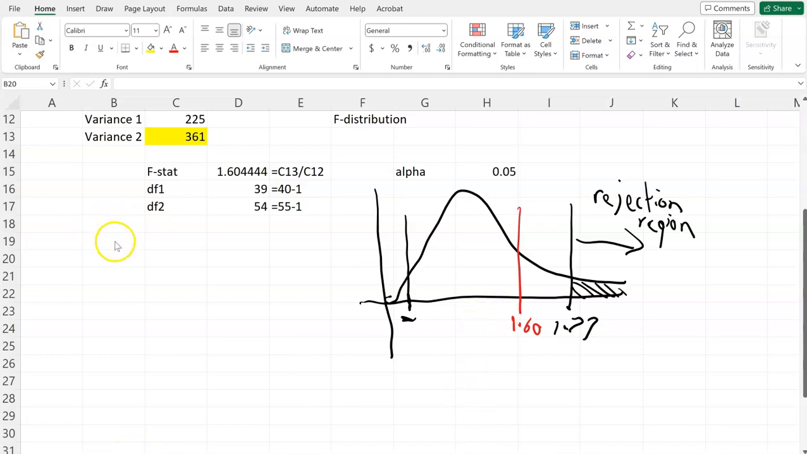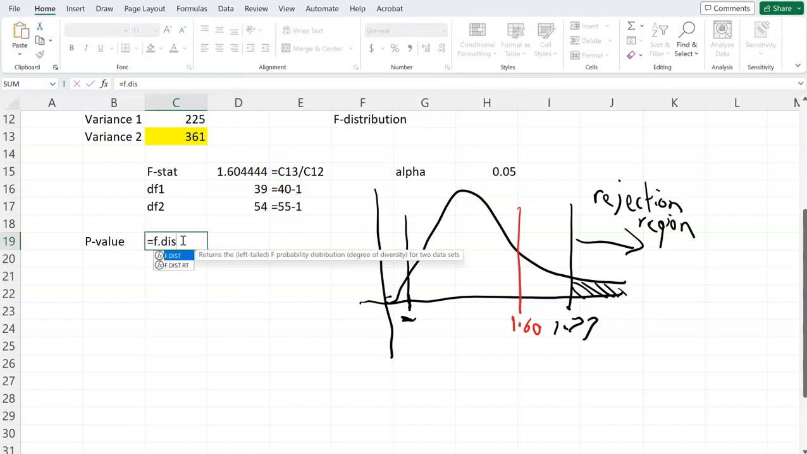Now, instead of finding the critical value of F and then comparing it with this graph, I can also find the p-value of this F-stat. So what I would do is basically convert this F-stat into a p-value and then compare it with the alpha, which I have right here. So the formula would be F.DIST.RT, x, which is the F-stat, which is this one, comma.